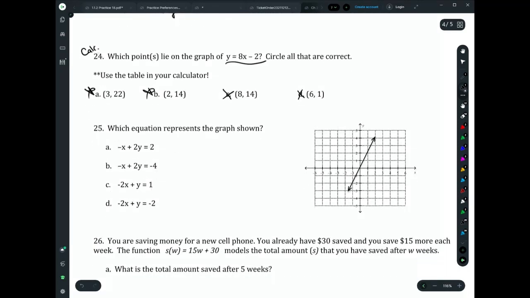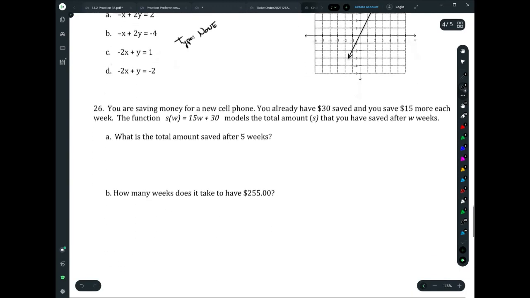Which one of these equations represents the graph shown? There's actually a typo with this one. None of these represent it. Just skip over that.